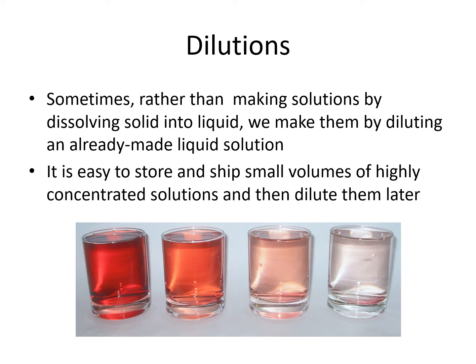Sometimes, rather than making a solution fresh by dissolving a solid in water, we want to do it by dilution. Dilution is taking an already made solution and adding water to it to make it more dilute. In other words, less concentrated. The reason why we want to do it this way is that concentrated solutions are much cheaper and easier to store and to ship. We can take a concentrated solution and dilute it later to get the concentration we actually need.